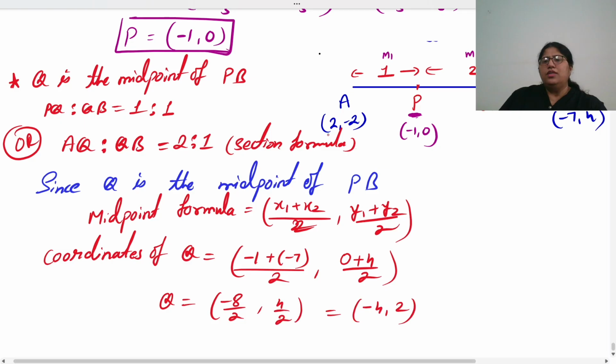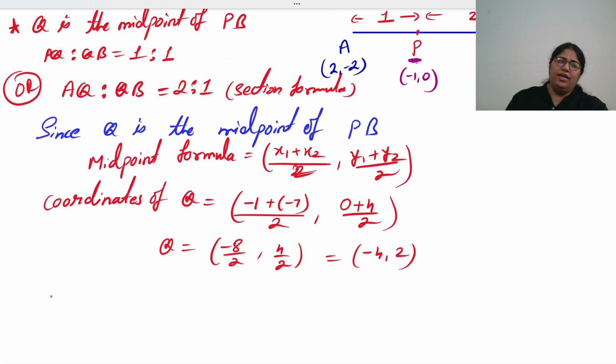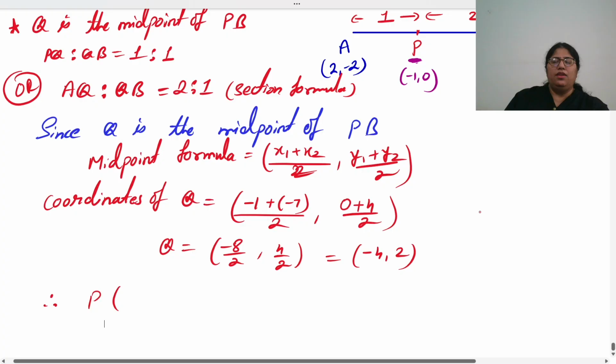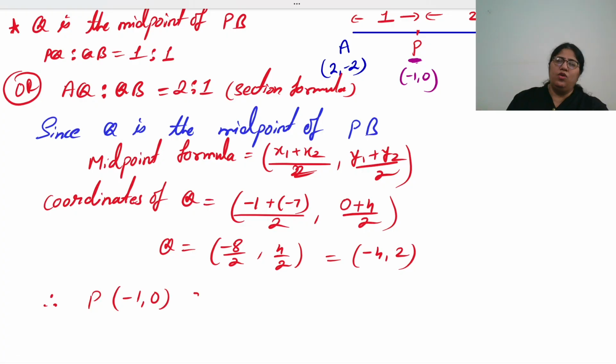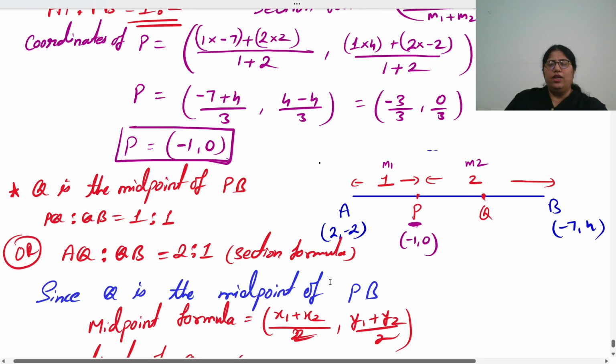So we got the coordinates of P and Q when the line segment was getting trisected by P and Q, right? Therefore, the coordinates of P are minus 1 comma 0, and Q coordinates are minus 4 comma 2. This is your final answer. You can cross check with your question. They were telling you to find the coordinates of these 2 points. So in this question you are using the section formula as well as the midpoint formula, right? Let us go for the next question.